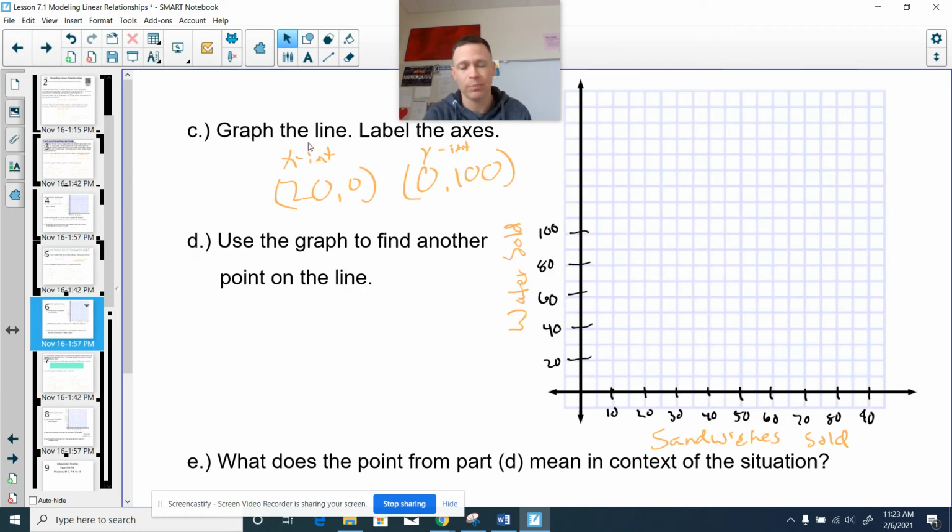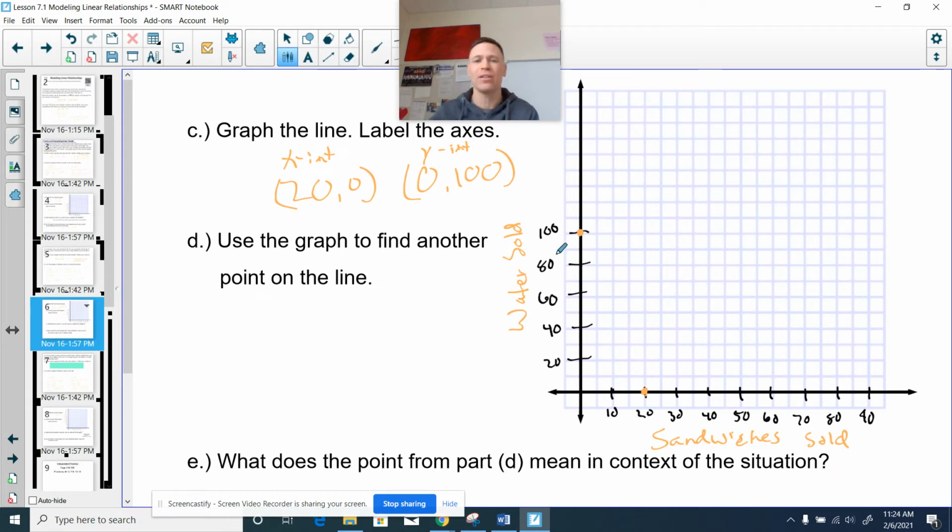That's what that means. All right, graph the line and label the axes. So again, I transferred over the x and y intercept here, and I've already labeled my axes. Sandwiches, we said, was our x value, so that's the x-axis. Waters was our y value, so that is our y-axis. And now we have to graph it. So 20 comma 0 is my x-intercept, that's here. And 0, 100 is here.